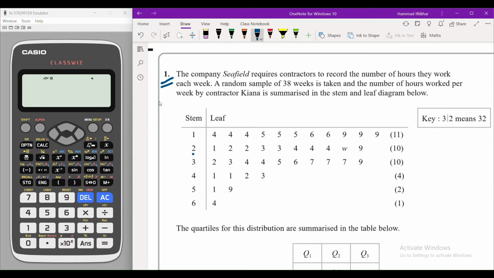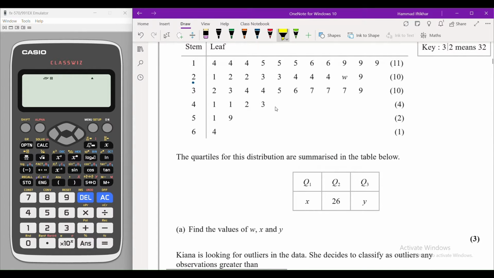Question number 1. The company C field requires contractors to record the number of hours they work each week. A random sample of 38 weeks is taken, and the number of hours worked per week by contractor Kiana is summarized in the stem and leaf below. So that is the stem and leaf diagram. The quartiles for this distribution are summarized in the table below.